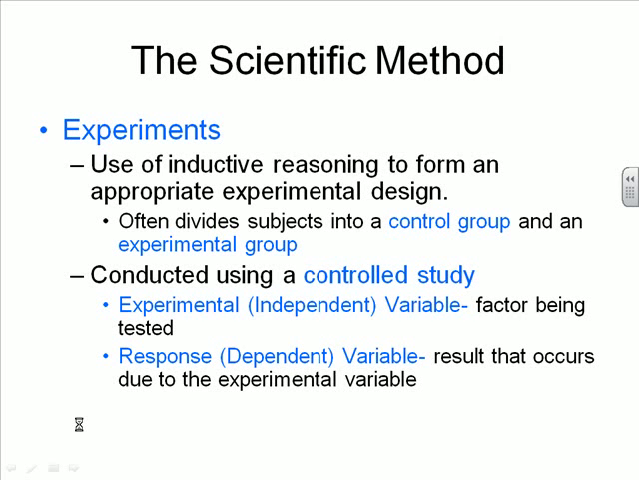So when we create an experiment, we're going to divide our subjects into two groups. We're going to have a control group, that way we know our experiment's working, and we're going to have an experimental group. Now, the control group is going to have everything stay the same. The experimental group will have everything stay the same except one variable. Now, you can only test in science one thing at a time, because if you test multiple things, you're not sure really what created your results.